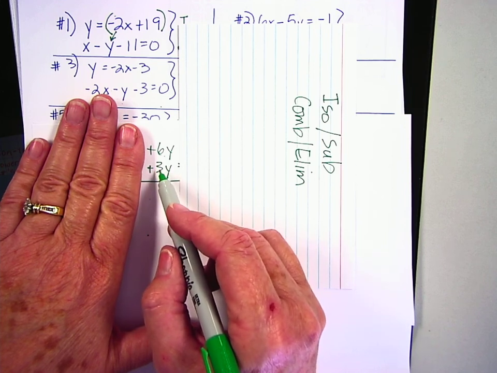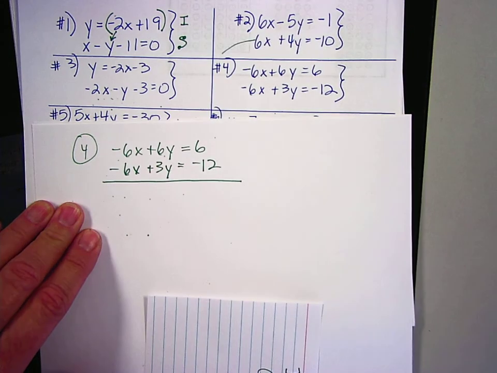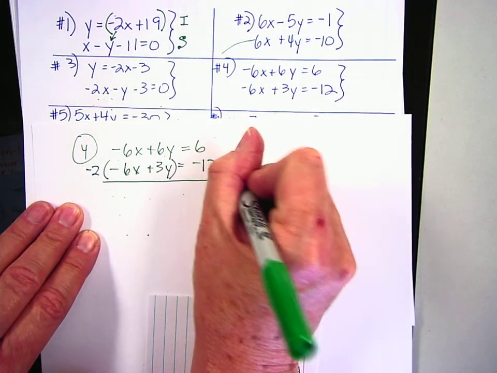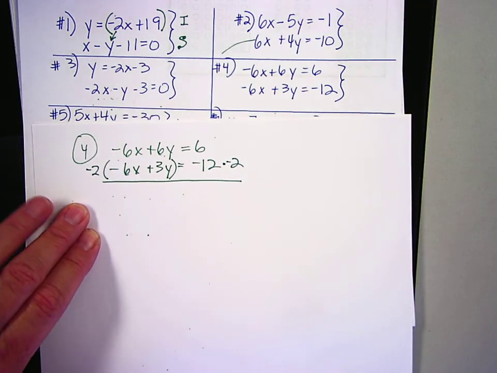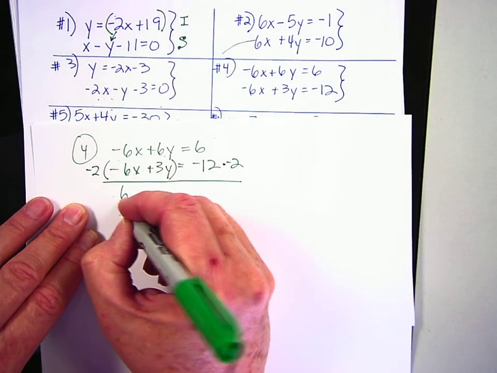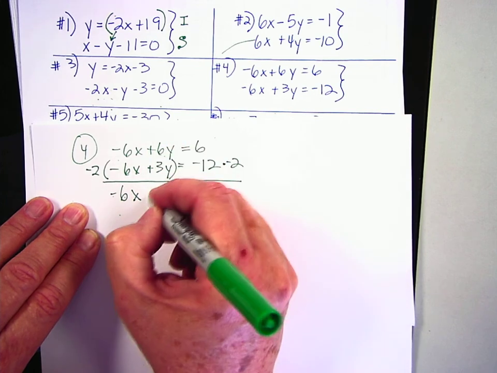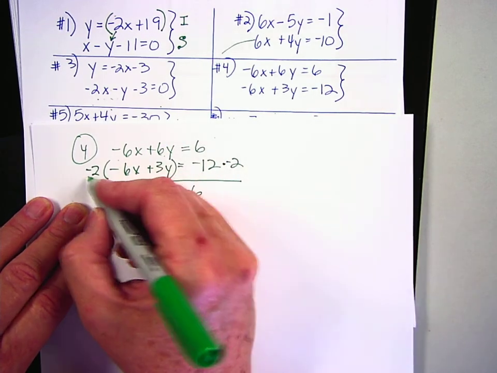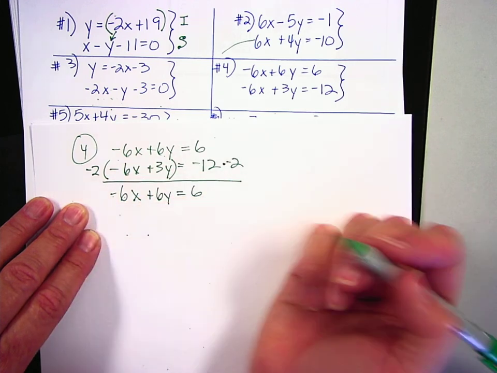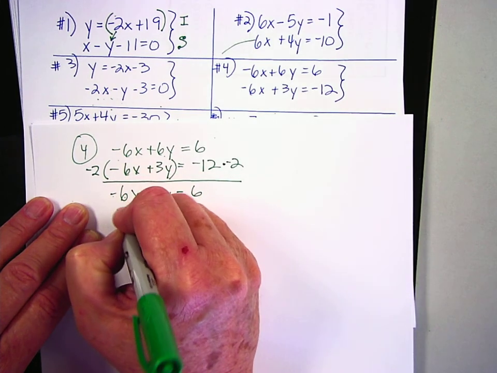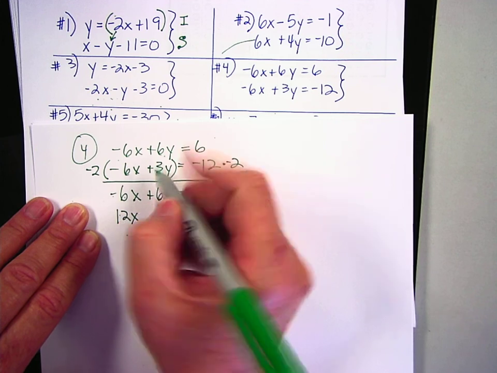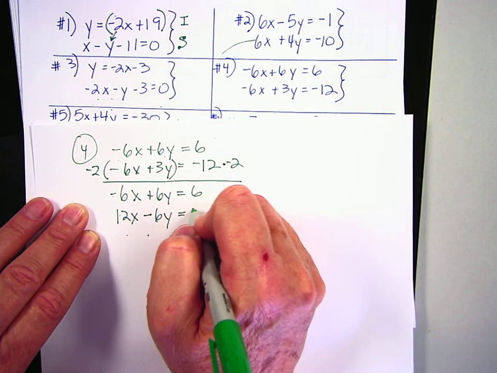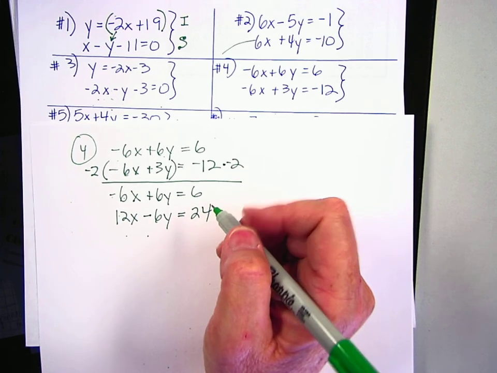Well, if I'm going to multiply this by negative 2, I'm going to multiply every stinking term in the entire equation by negative 2. So I'm going to go ahead and bring down my first equation because I'm not going to change it at all. And then negative times a negative is positive 12x. Negative times a positive is negative 6y. And a negative times a negative is a positive 24.